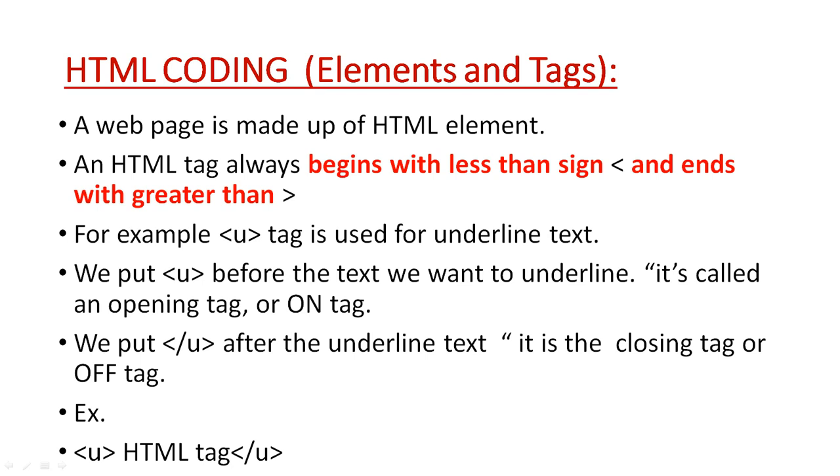The U tag is used for underlined text. We put the tag U before the text we want to underline. It's called an opening tag, or on tag. We put /U after the underlined text. It is the closing tag, or we call it an off tag. For example, see this last line here in the slide: U means underline, HTML tag, /U.